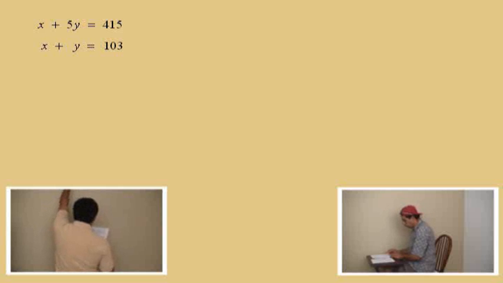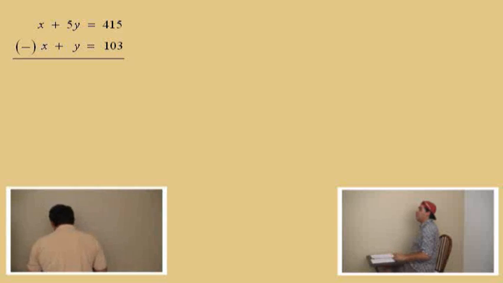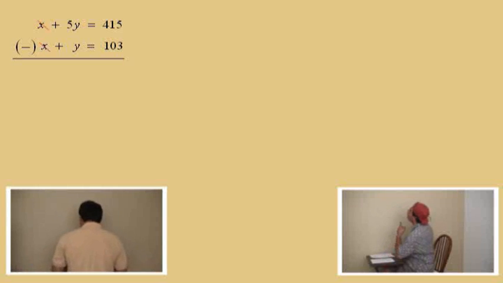Now, the top equation has 1x. The bottom equation has 1x. So what do we do, Charlie? Add or subtract these two? Subtract. That's right. So the x minus x will be 0, and that'll be canceled.